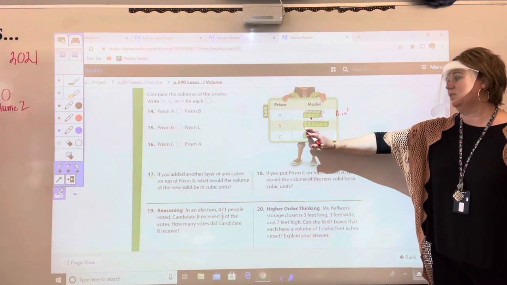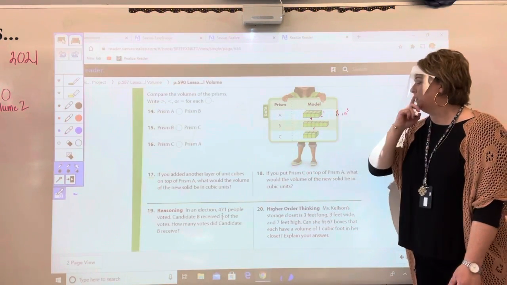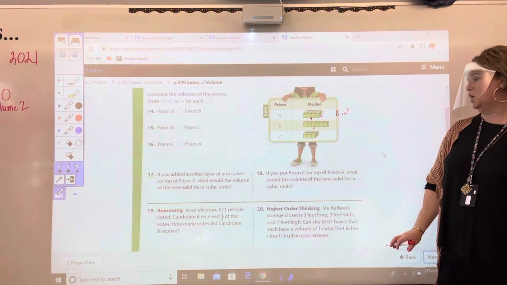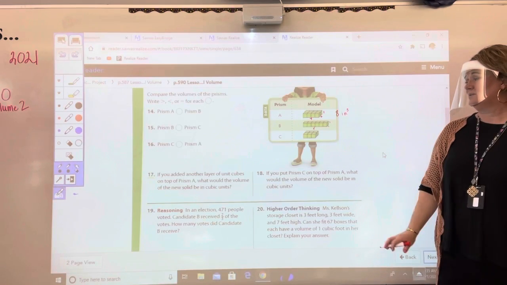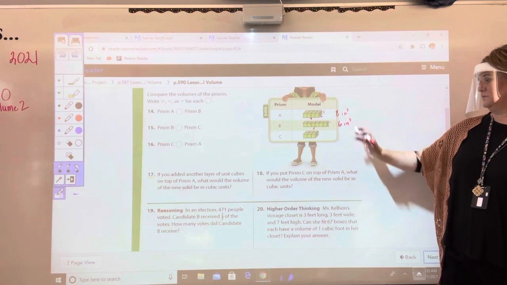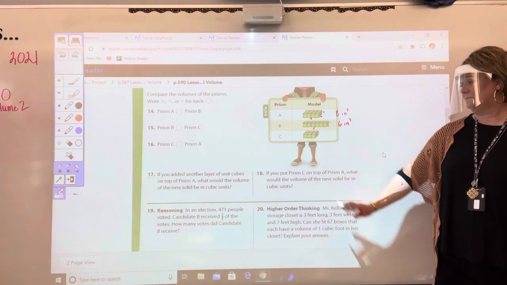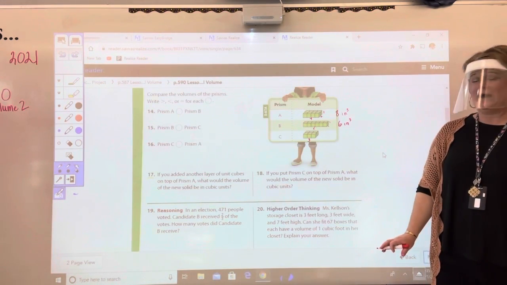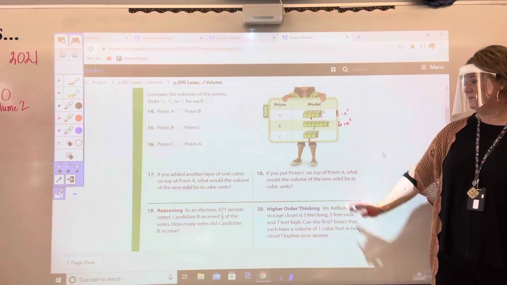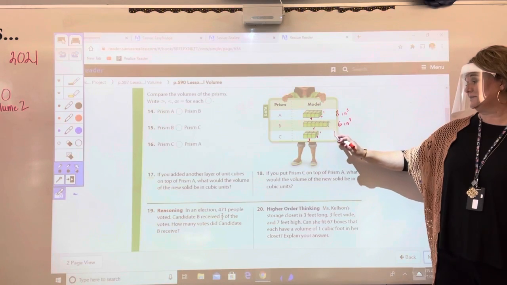Kaden, on prism B, how long is prism B? 6. Cooper, how wide is prism B? 1. Luke, how tall is prism B? 1. So Eric, what's 6 times 1 times 1? 6. 6 inches cubed. On letter C, Kiara, how long is prism C? 3. Xander, how wide is prism C? 2. Corey, how tall is prism C? 1. So class, what's 3 times 2? 6. Times 1 is 6.